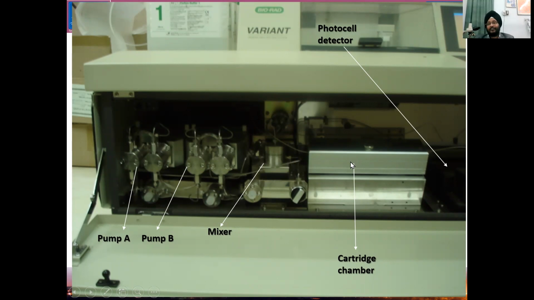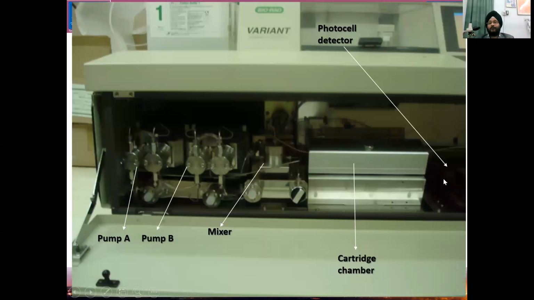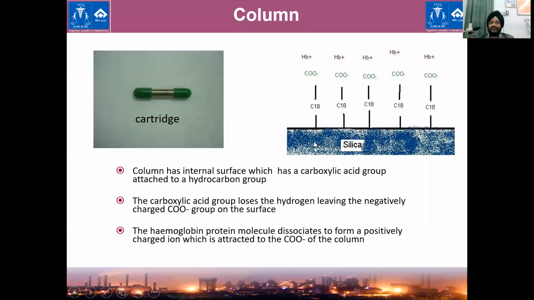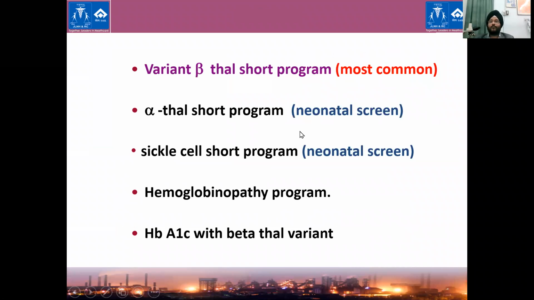Herein lies the cartridge through which the sample is passed. The sample goes from this end to this end, and attaches to the carboxyl group of the silica. Now, once the buffer is passed, the hemoglobin which has less affinity to the carboxyl group comes out first and is detected by the photo detector, which is somewhere here. This detection is then shown in the form of a graph.